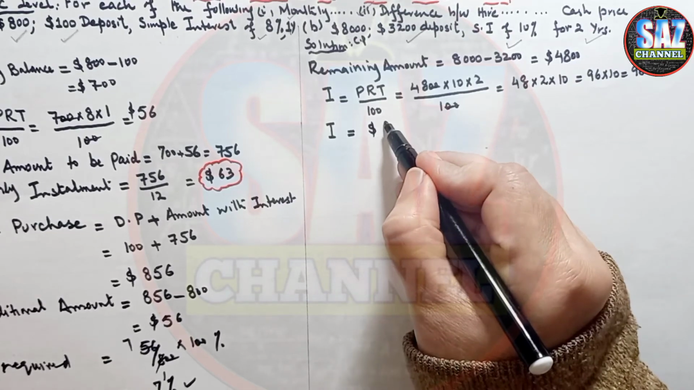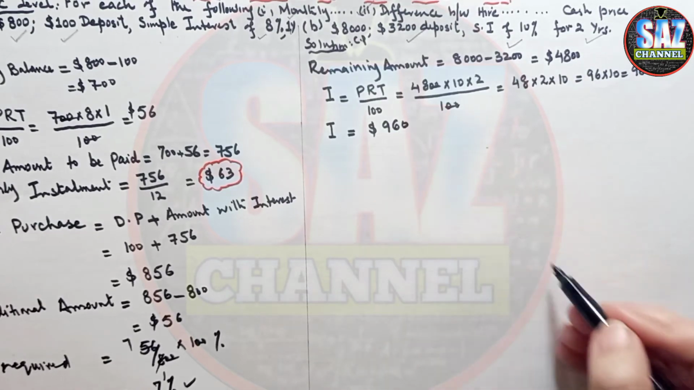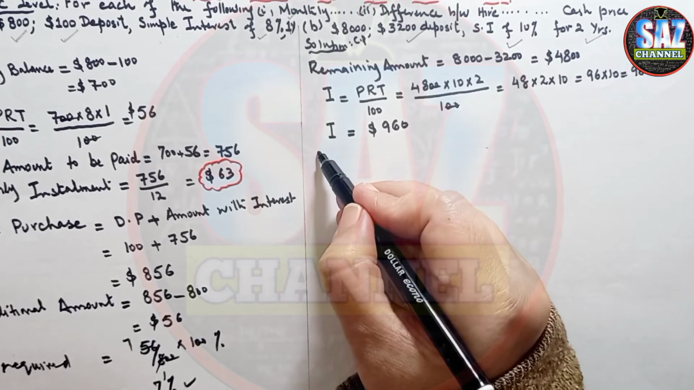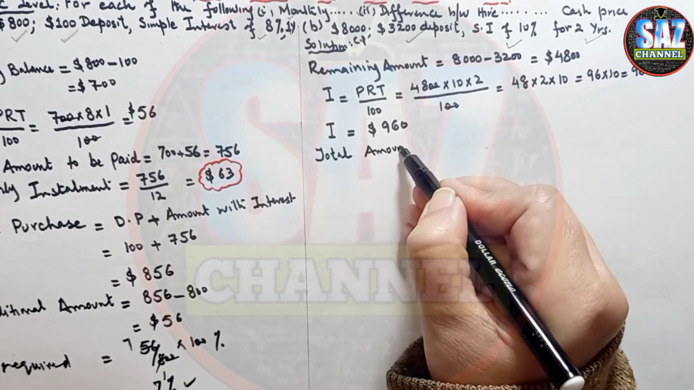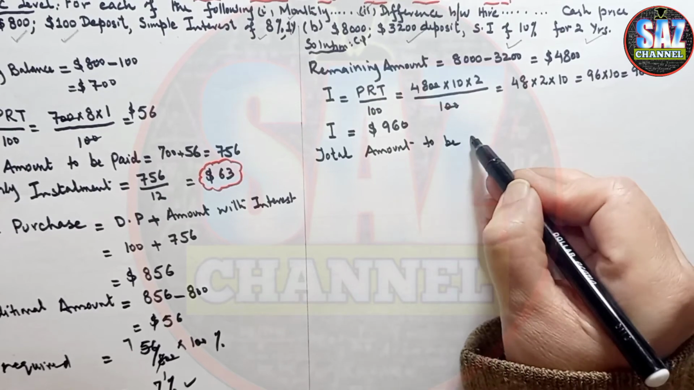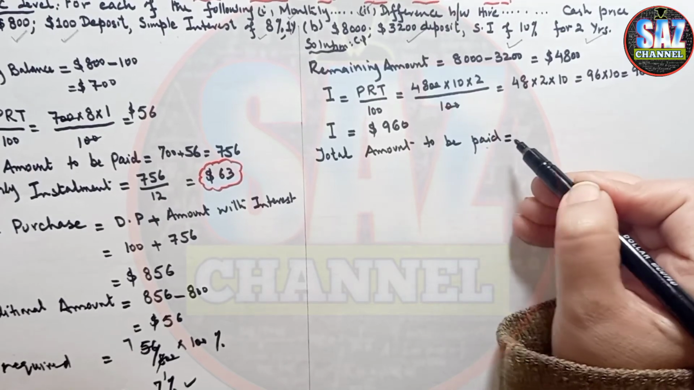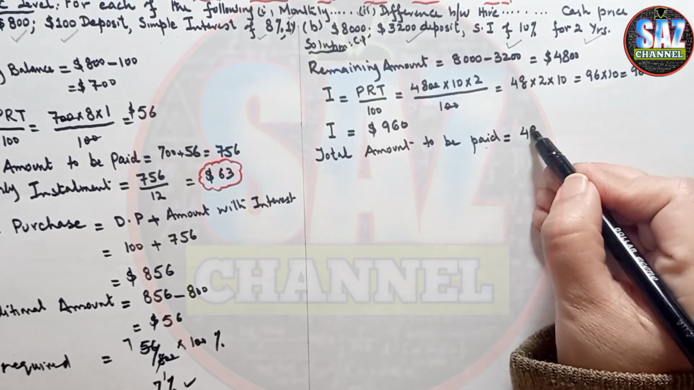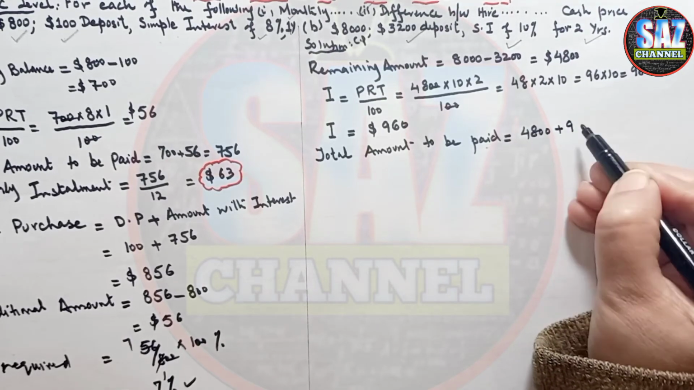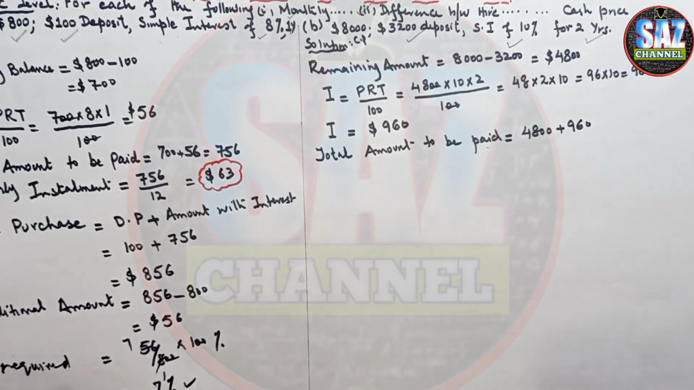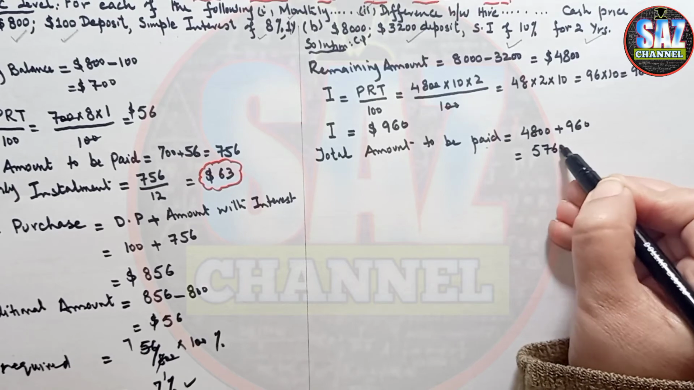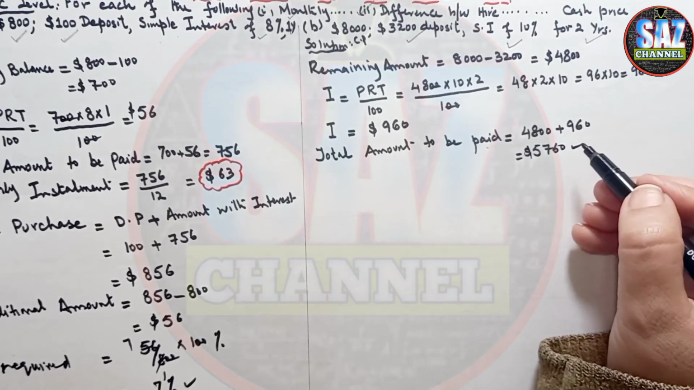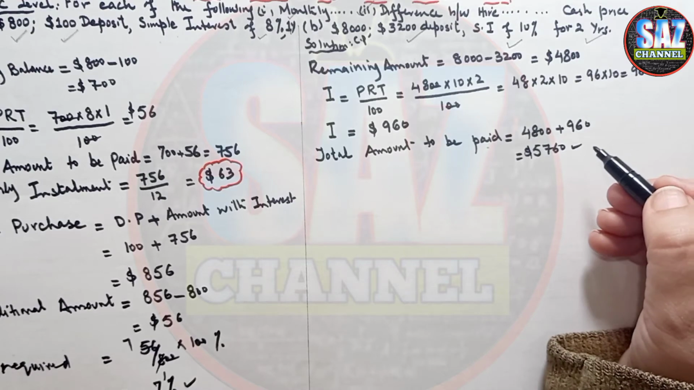So this is the amount of interest, 960. So total amount that I have to pay to the shopkeeper now is total amount to be paid. After the deposit of 3,200, 4,800 plus 960. So let me add them up, and this is $5,760. So this is the amount that we still have to pay to the shopkeeper.